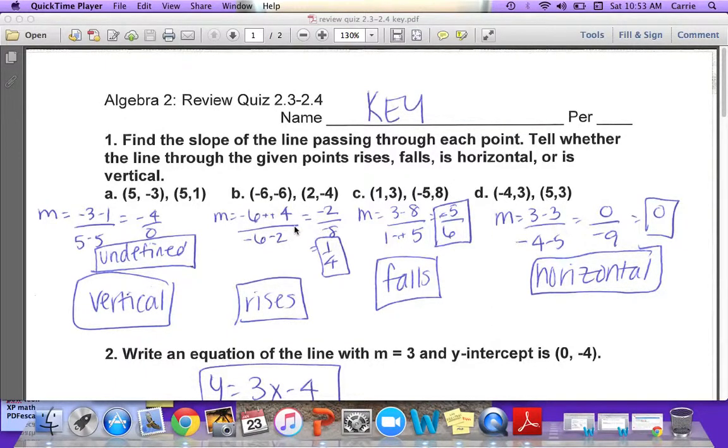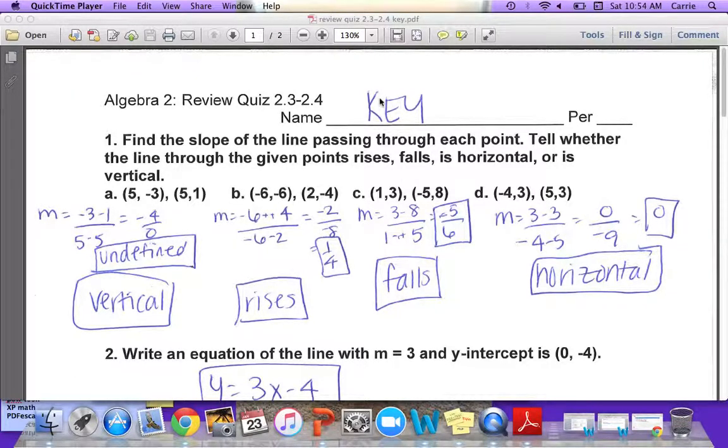You'll be having a quiz over 2-3 to 2-4. In the first couple questions, you have to find the slope of the line passing through each point and tell whether the line through those given points rises, falls, or is horizontal. So, if your slope is positive, so if we look at B, we have a positive slope, it will rise.